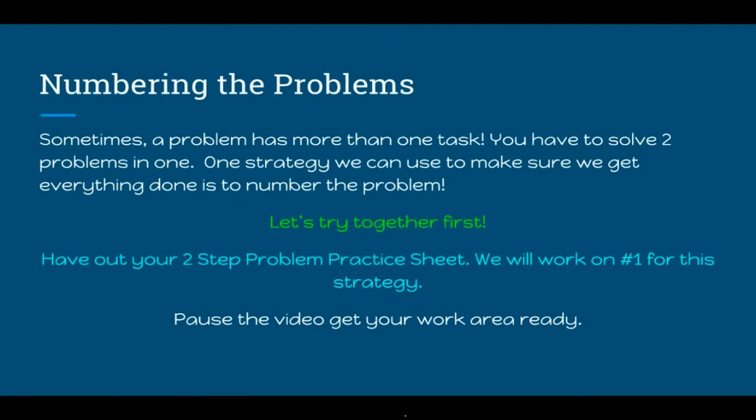Sometimes a problem has more than one task. You have to solve 2 problems in one. One strategy we can use to make sure we get everything done is to number the problem. Let's try together first. Have out your 2-step problem practice sheet. We're going to work on number 1 for this strategy. Pause the video to get your work area ready.